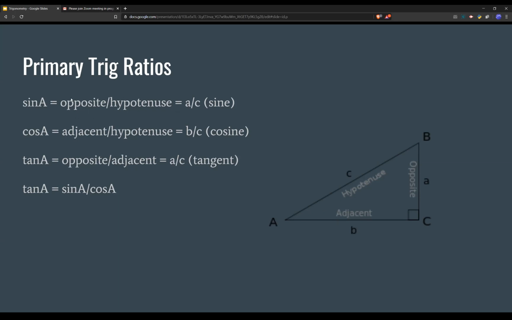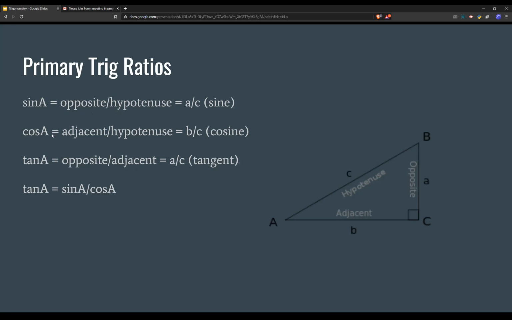The length of the opposite side. So you can see here, the opposite side of angle A is lowercase a itself. Here's the opposite side. It's labeled right here. And then you divide it by the hypotenuse, which is the longest length in the triangle. So sine of angle A is equal to this ratio right here. That's why it's called a ratio, because it's a fraction. So opposite divided by hypotenuse is also equal to A divided by C.